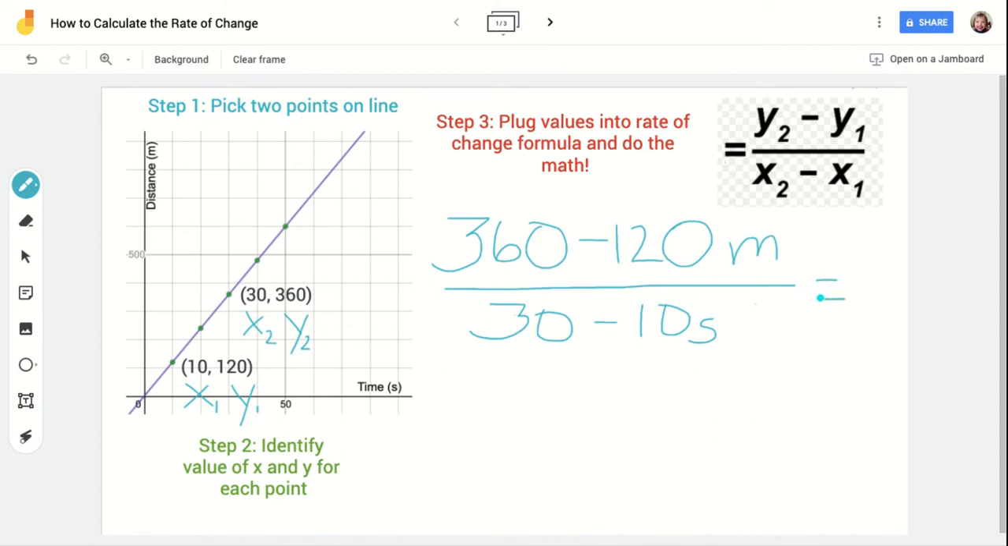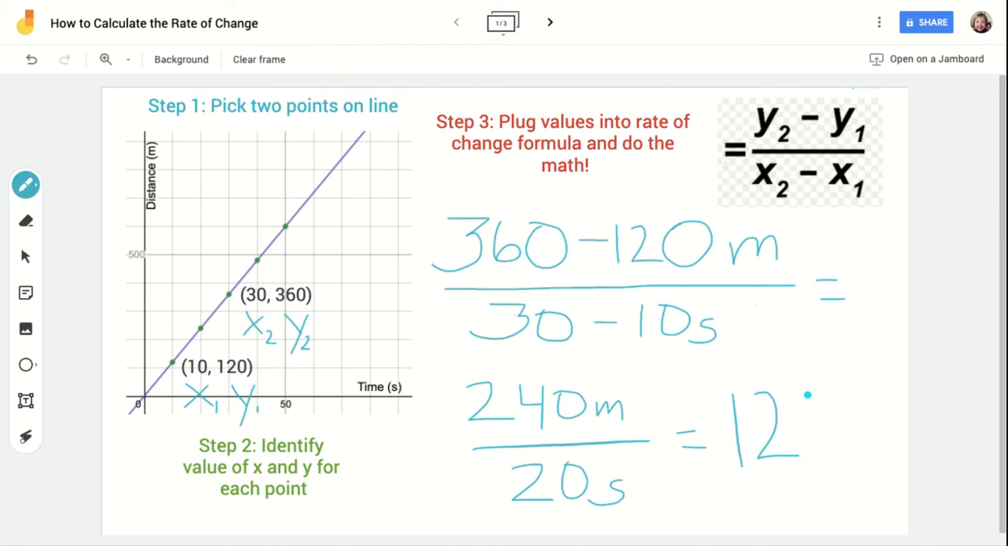Next step, do some math. 360 minus 120 is 240. I'm going to keep the meters with my number. And 30 minus 10 is 20. Keep the seconds. Okay. So you've got now 240 meters divided by 20 seconds. The next step is to do division. 240 divided by 20 is 12.